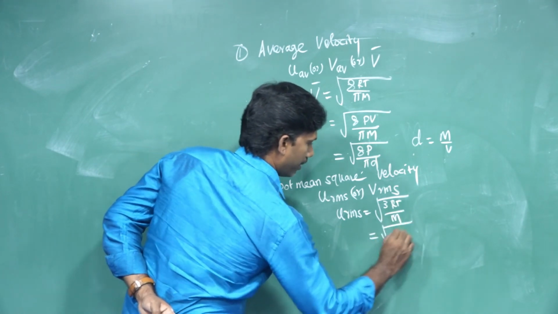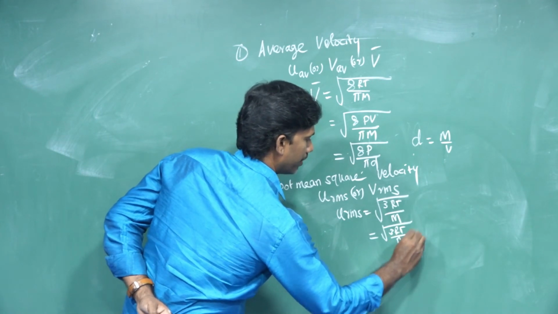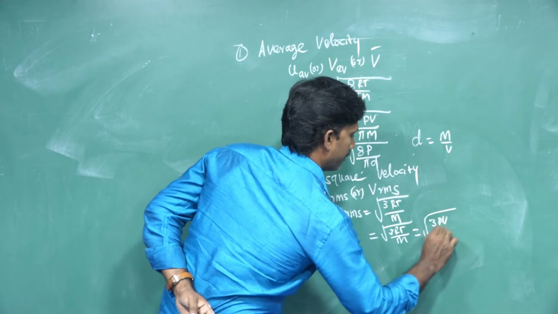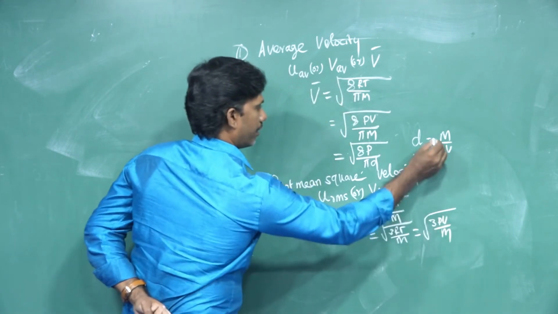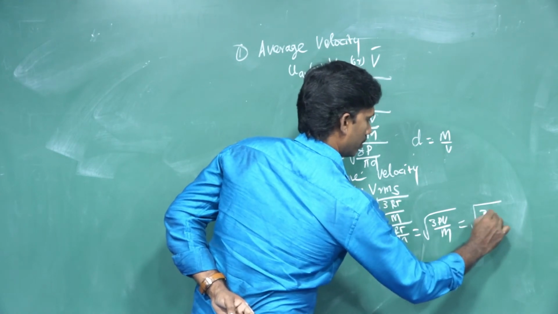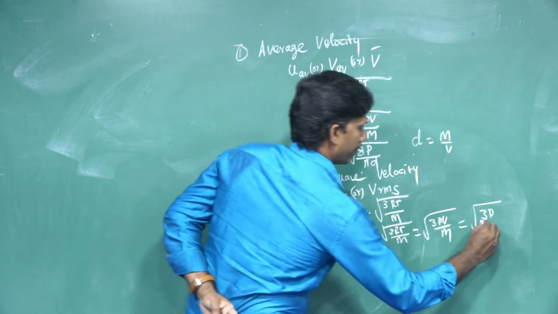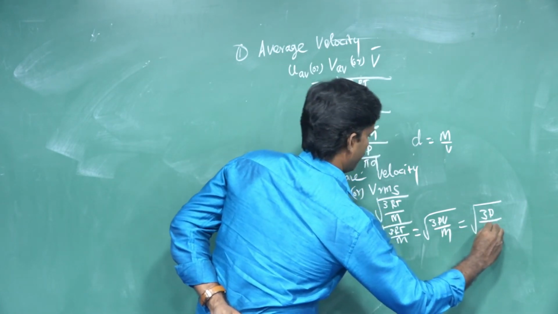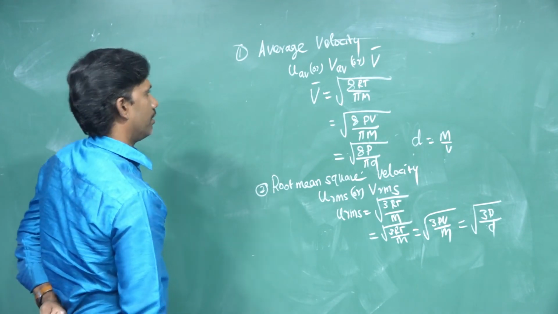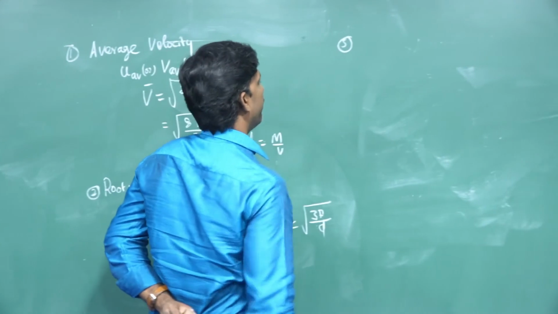So 3RT by M can be written as 3PV by M. Again, you substitute the density value here, and you get root of 3P by D.